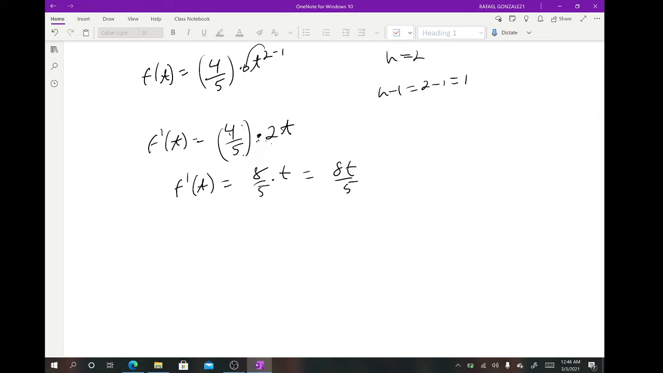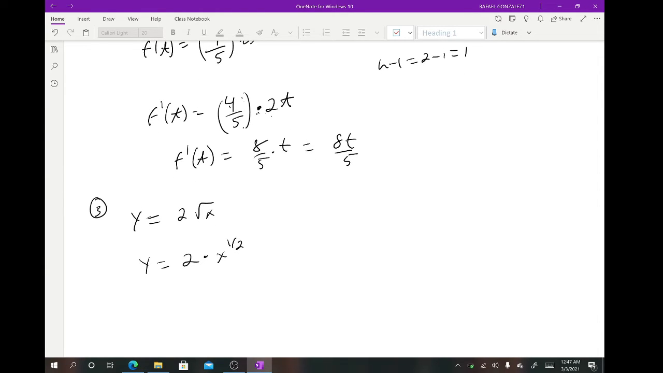Okay, let's do another one. What about if we have y equals 2 times square root of x? Well, like I said, rewrite it. This is 2 times x to the 1/2. And now, the derivative of x to the 1/2 you could do on the side. Notice n is equal to 1/2, and n minus 1 is equal to 1/2 minus 1, which equals negative 1/2.